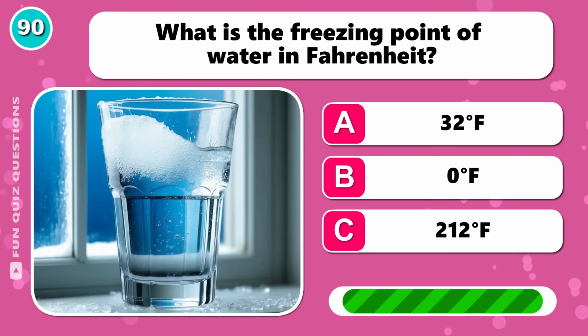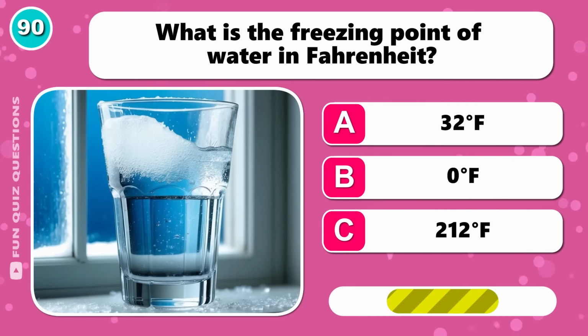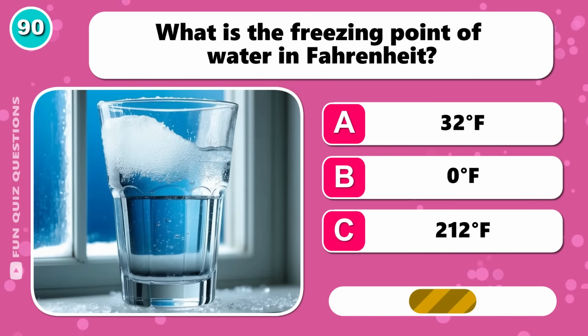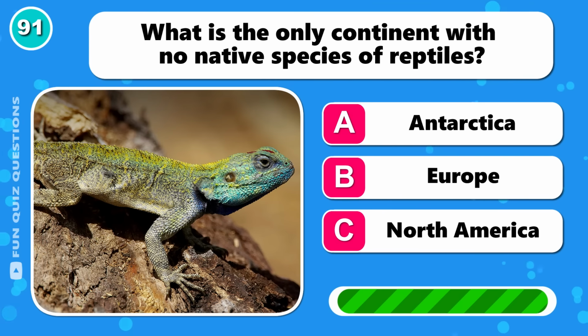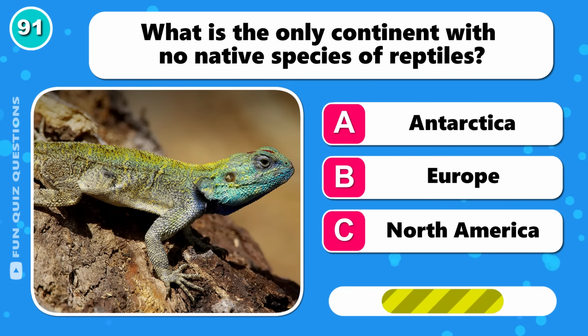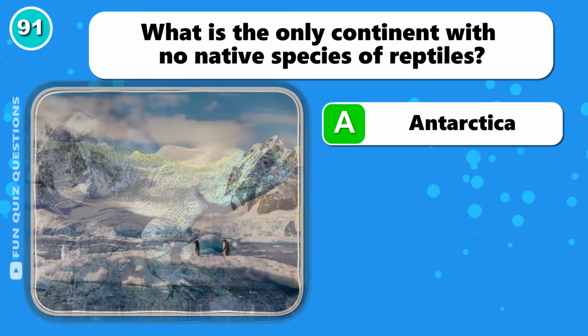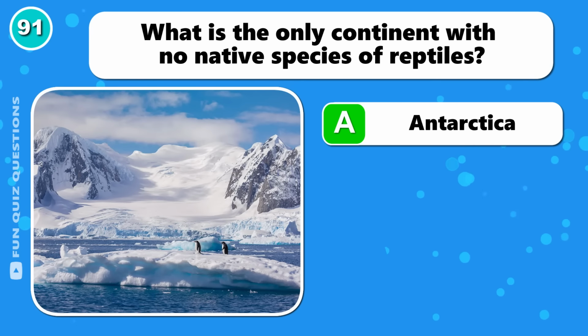What is the freezing point of water in Fahrenheit? It's A. 32 degrees Fahrenheit. What is the only continent with no native species of reptiles? You got it, A. Antarctica.